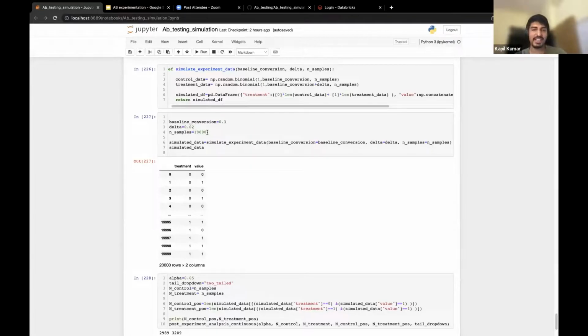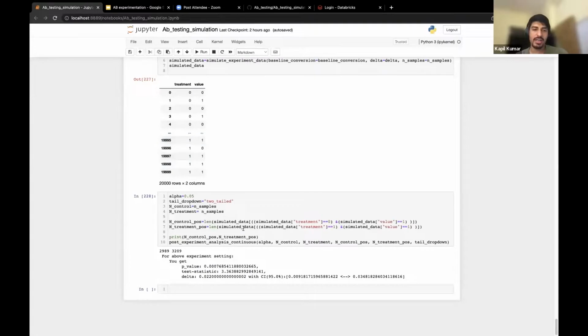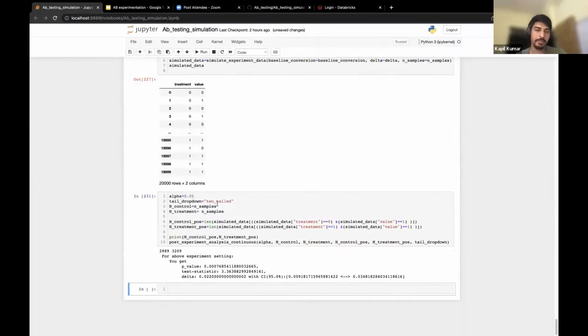So let's say we ran the experiment for, let's say, 1 more hour, and we are getting 10,000 samples. Cool. So this is the data that we are getting. Whether this user belonged to treatment or not is defined by this column, and whether the user clicked on it. Once we have simulated this data, the other conditions that we followed when we started the experiment were: one, alpha.